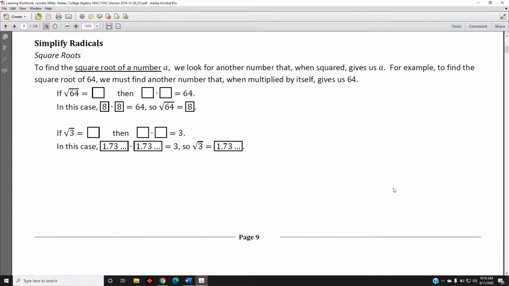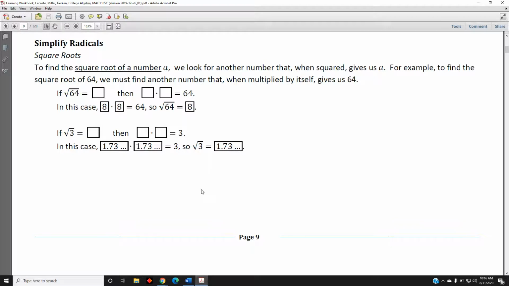gives us 64. If the square root of 64 equals box, then box times box equals 64, and we have to put the same number in both boxes. In this case, 8 times 8 equals 64, or said another way, 8 squared equals 64. So reversing the process, the square root of 64 is 8.